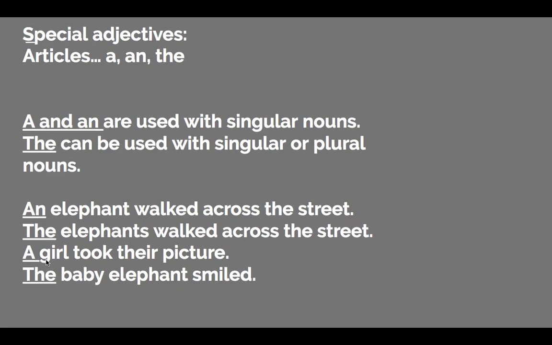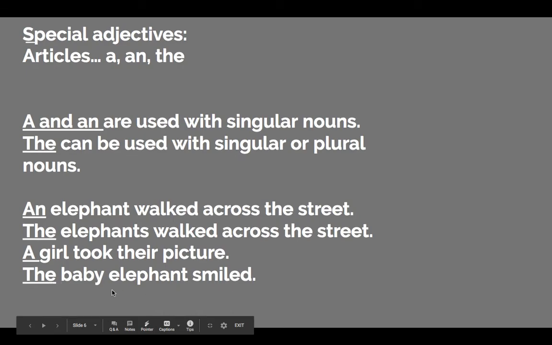Here we have a singular noun, just one girl. So we say, a girl took their picture. Now we could also say, the girl took their picture. And lastly, the baby elephant smiled. We could say a baby elephant smiled there also, because baby elephant is singular.